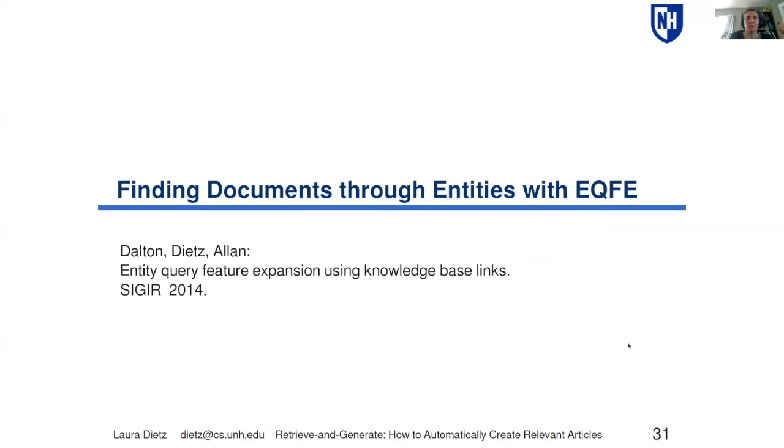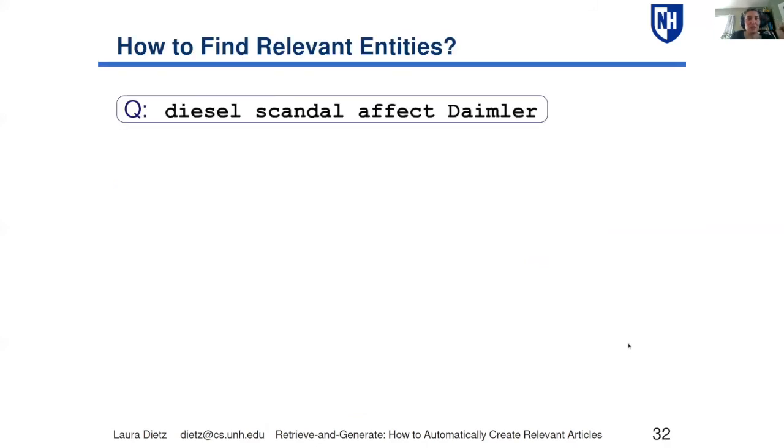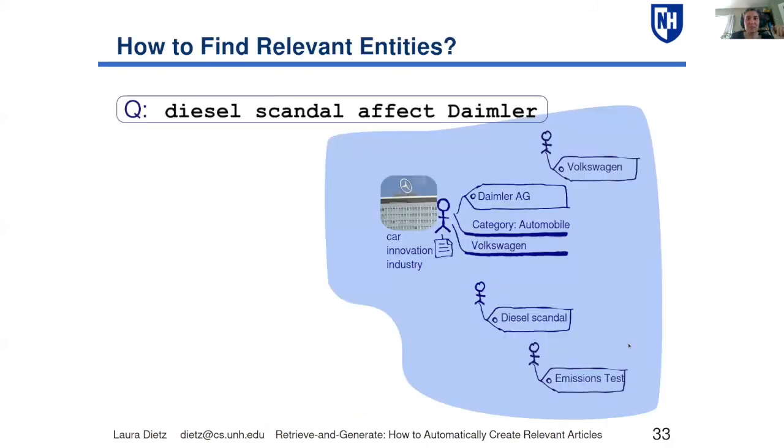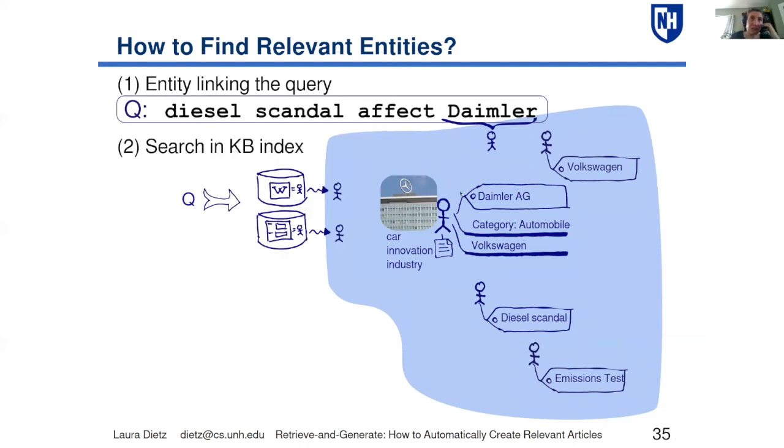Right. So just to understand where I'm coming from, I'm just giving a very quick recap from work with Jeff Dalton and James Allen in 2014, where we took queries like this and we wanted to find relevant entities. The first step is to entity link the queries. So we identify, oh, here we have Daimler. Oh yeah, Daimler is relevant, okay. But we can also do two other things.